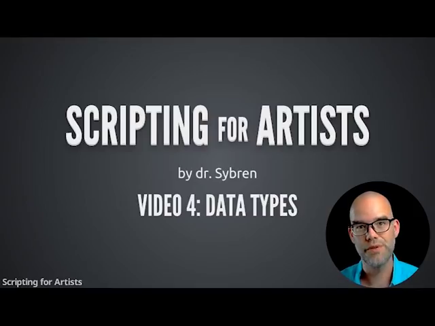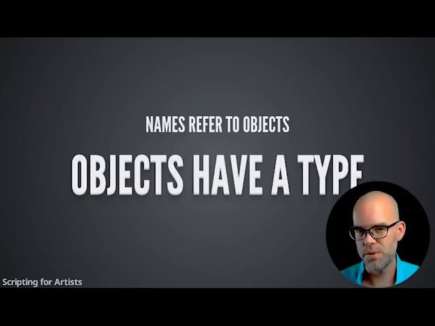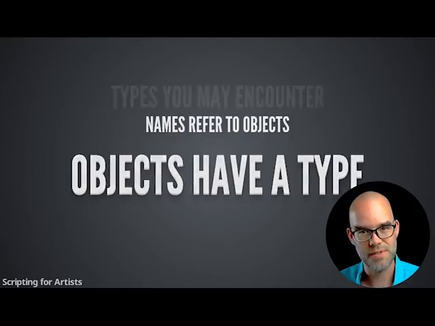Hello and welcome to another episode of Scripting for Artists. My name is Sybren Stüvel, and this video will be about data types. As we've discussed in a previous video, in Python, names refer to objects. Objects can be anything from simple numbers like 4, a name like Steve, or more complex things like a full mesh or the location of a lamp. As you can imagine, these things behave quite differently and have different possibilities in Python, and all these behaviors and possibilities are determined by their type, and this video is all about types.